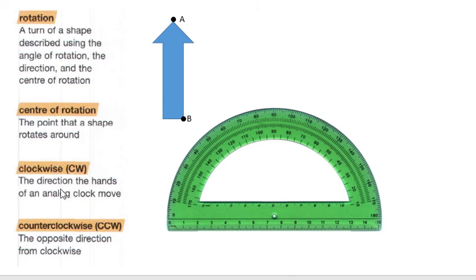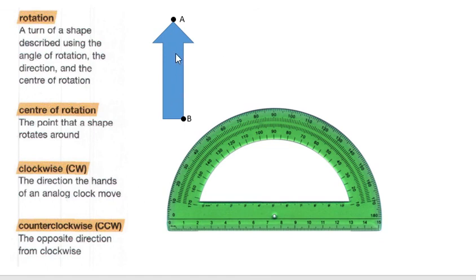Clockwise and counterclockwise are defined here at the bottom left. If you have an analog clock, not the digital ones that just say the numbers, but the ones with the second hand and the minute hand and the hour hand, the clockwise movement is always in this direction. It's always like that. Whereas counterclockwise is always against or opposite of the clockwise.